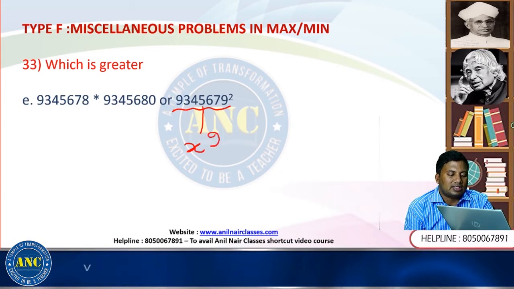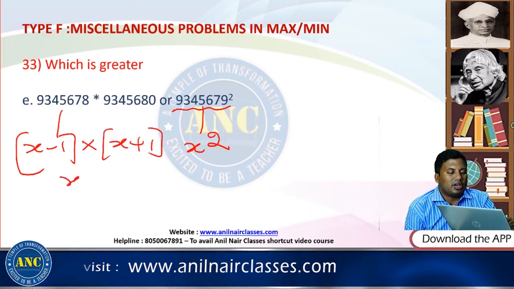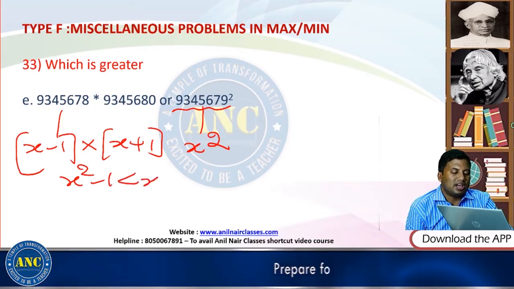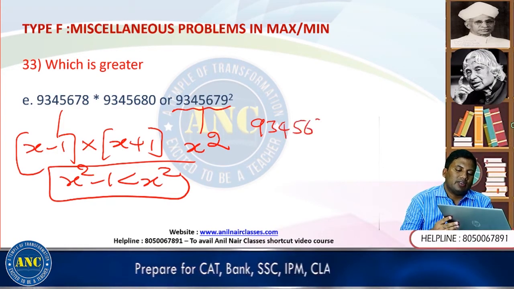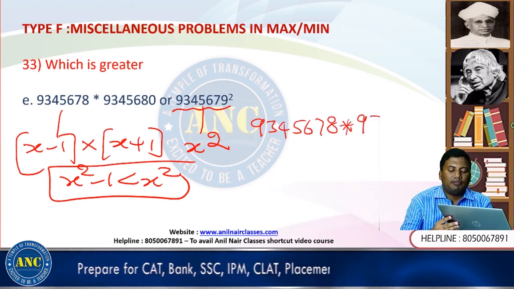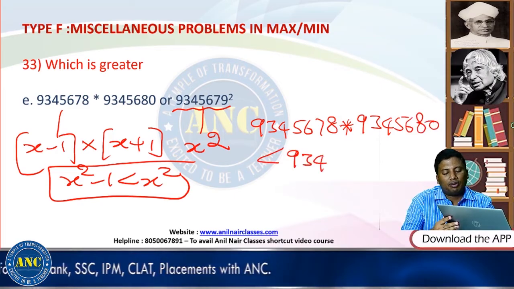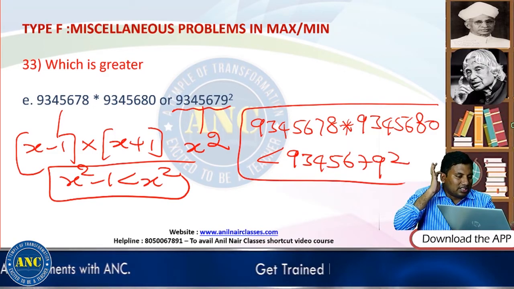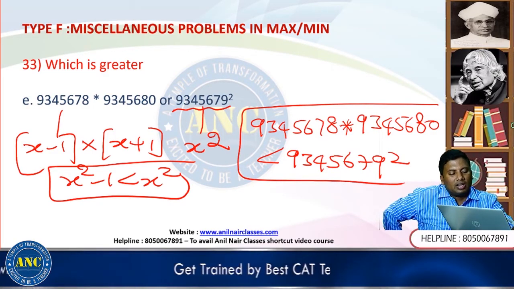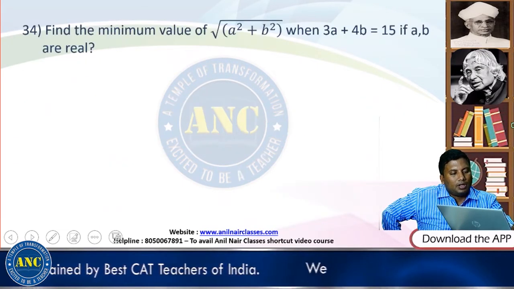9345679, if I call it x square, this is nothing but x minus 1 into x plus 1. X square minus 1 is always less than x square. So therefore 9345678 into 9345680 is always less than 9345679 square. I hope the idea is clear. Take the middle value as x; x minus 1 into x plus 1, which is x square minus 1, is always less than x square. Idea clear?